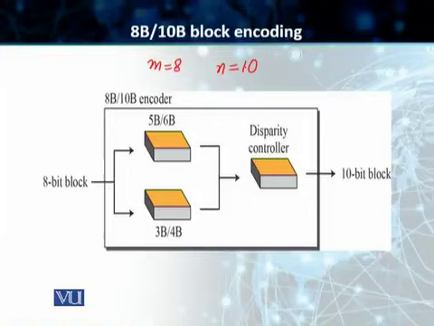Students, an additional concept out here which is noteworthy is that we have used a disparity controller. What this is doing is, because we are deploying 2 different techniques and it's an 8B/10B block encoding, we need to prevent a long run of consecutive zeros or ones. So in this particular case, 8B/10B uses a disparity controller, and this controller keeps track of excessive zeros and excessive ones, and it controls it before it converts it into a 10-bit block.